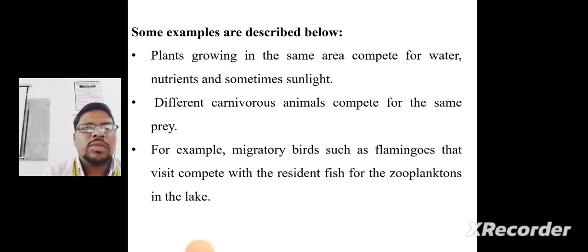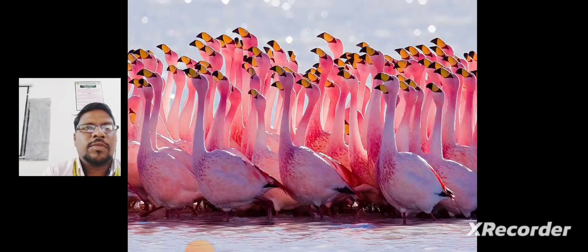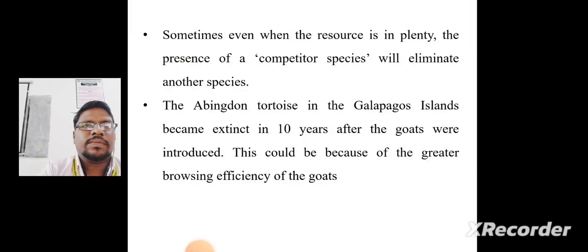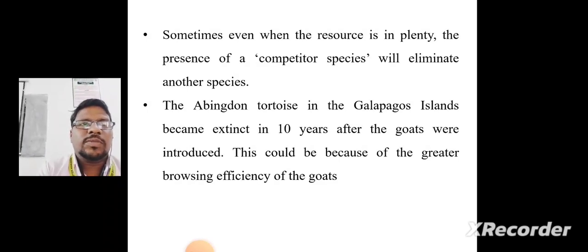Different carnivorous animals compete for the same prey. For example, migratory birds such as flamingos that visit the lakes compete with the resident fish for the zooplankton. So a large number of flamingos take the zooplankton in the lakes, and it will affect the resident fish species. Sometimes, even when the resource is plentiful, the presence of a competitor species will eliminate the other species.